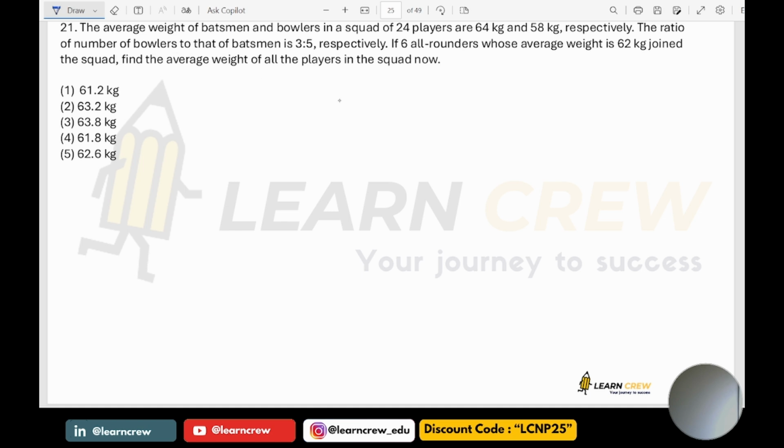So 3x plus 5x, total 8x is 24. 8x is 24, x is 3. Thereby there are 9 bowlers and 15 batsmen. The total weight of 9 bowlers, with average 58, is 9 into 58, which is 522. The total weight of 15 batsmen would be 15 into 64, which is 960.